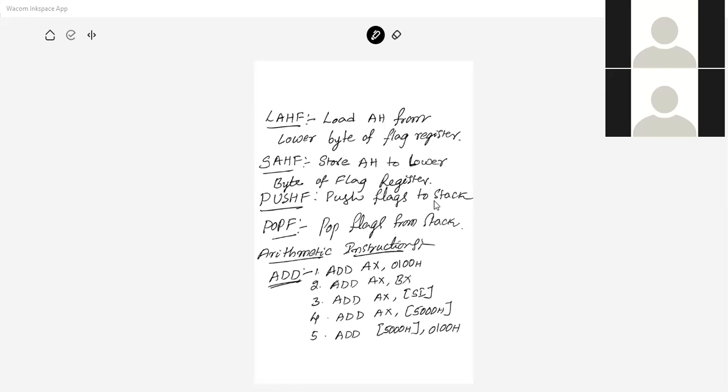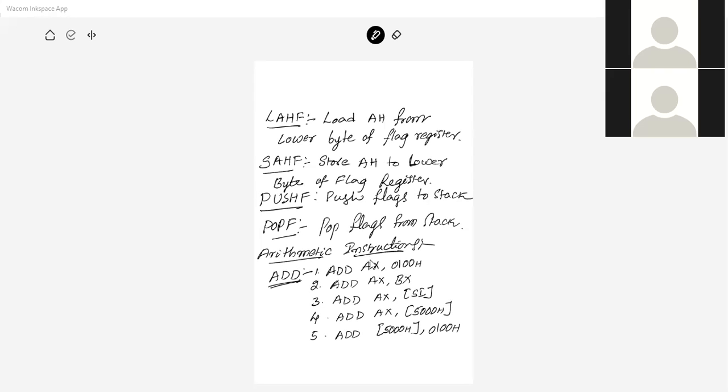PUSHF, push flags onto the stack. In order to push the flags onto the stack, we use this. So we can push the flags into the stack segment whenever we use the instruction PUSHF. POPF means read the flags from the stack. So we can read the flags from the stack by using this POPF instruction, the pop operation and push operation of the flag register.